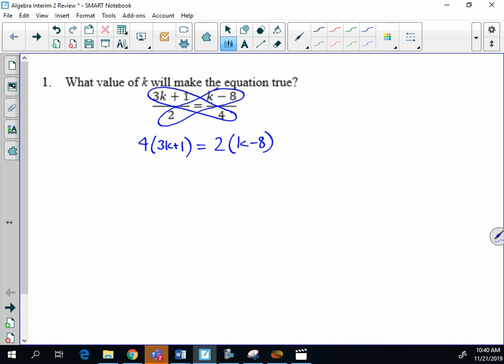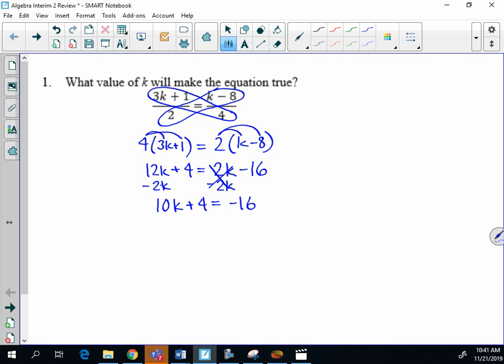Each side needs distribution. 4 times 3 is 12 with a k. 4 times 1 is positive 4. 2 times k is positive 2k. 2 times minus 8 is minus 16. We have no like terms, so now let's go to our variables. Our variable terms, let's subtract 2k from both sides. That cancels to 0. I have 10k plus 4 equals negative 16.